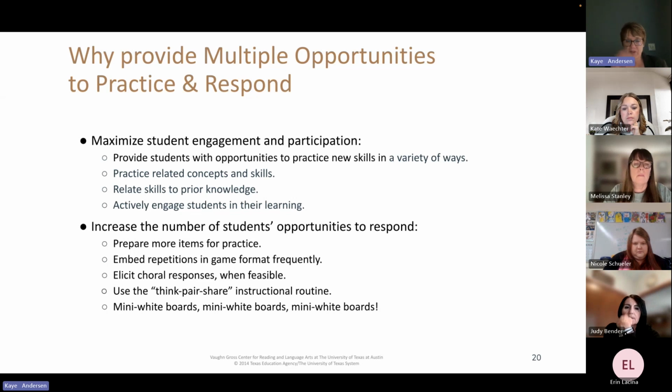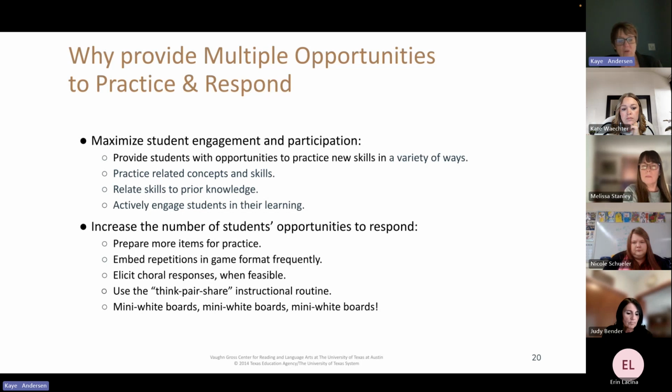We always talk about students, one of the big problems is having them solve story problems. Well, let's solve them together. And when we think about how we are going to increase the number of students' opportunities to respond, we need to just take the time to prepare more items for practice.